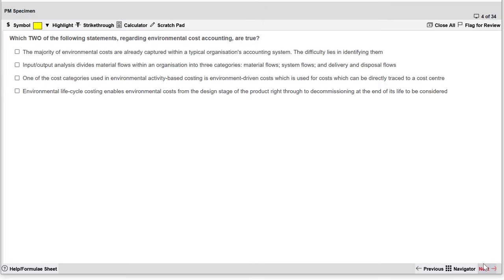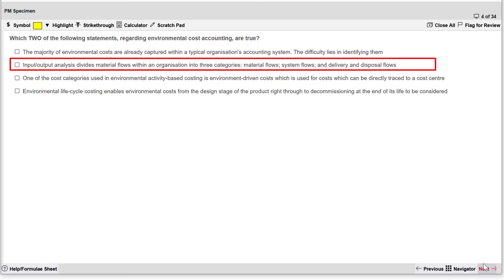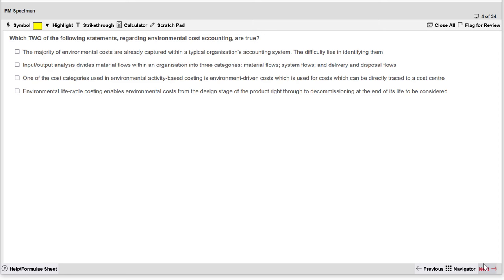When you find a theoretical question, such as question 4 here, see if you can eliminate one of the distractors before you start looking for correct statements. So I look over my options here, and I can look at the second statement. Input analysis divides material flows within an organization into 3 categories. Flows, flows, flows. And I rely on my technical knowledge.